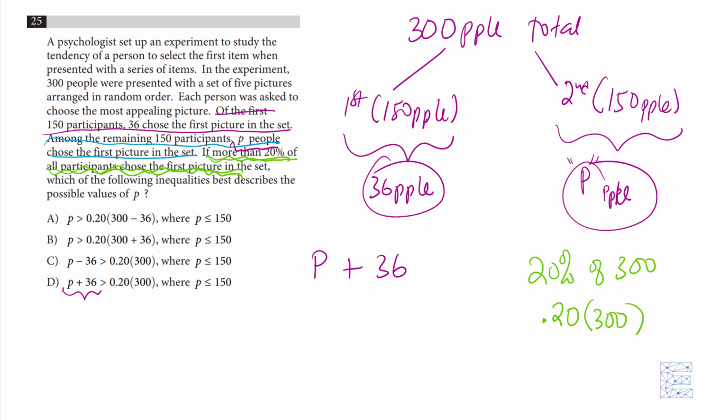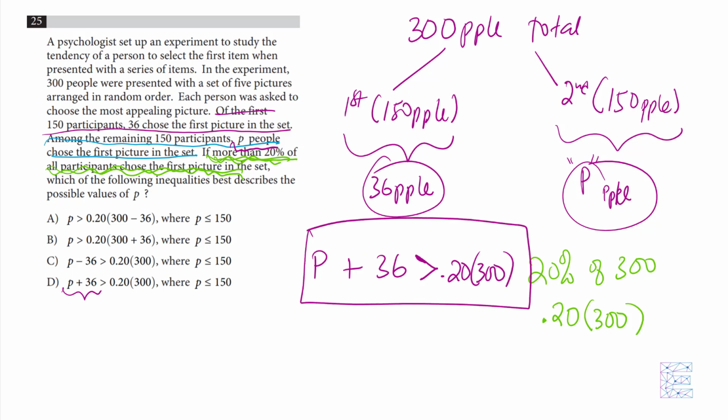So actually, that solidifies D as the correct answer. It says if more than 20%, so we had P plus 36, and we are told that more than 20% of the people chose the first picture, so it's got to be D. It's showing that the total amount of people who chose the first picture is more than 20% of the total amount of people. So yeah, D would have to be the correct answer.